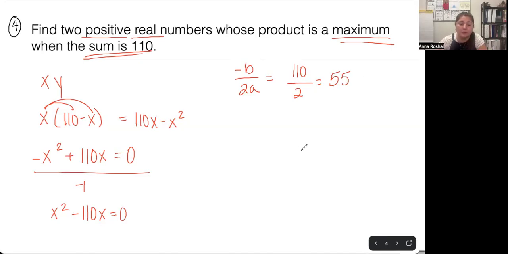So now 55 would be my number where if I multiply 55 times 55, I end up with 3,025. And if I add 55 plus 55, I end up with 110. So let's say I did 54 times 56, just to give an example where it wouldn't work with a different number. 54 times 56 is 3,024. If I did 53 times 57, it would be 3,021. So we're looking at 55 times 55 being the maximum point. So both of my numbers are 55 and 55.